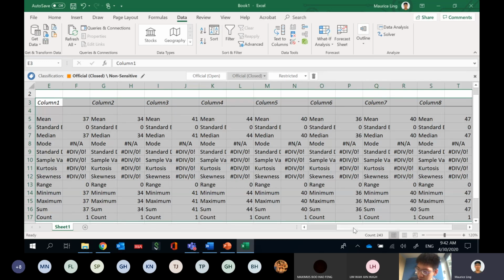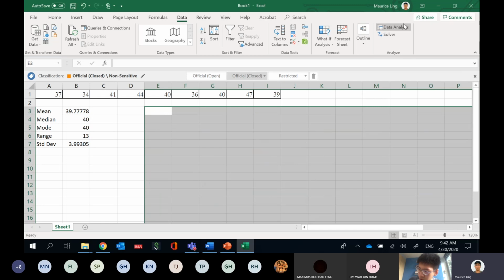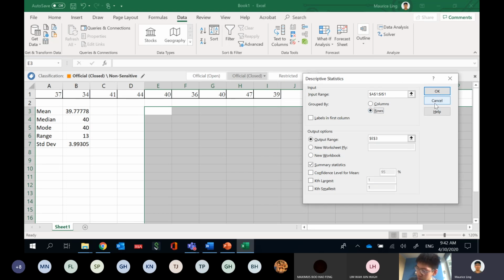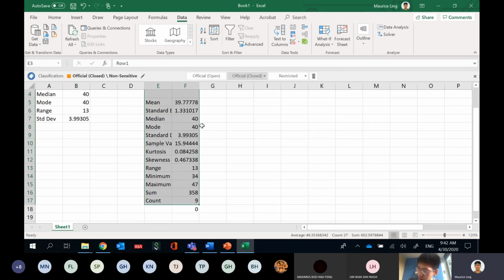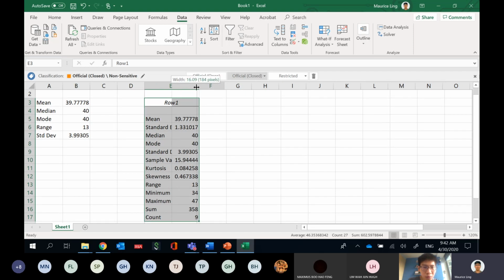Okay, nope, nope. Doesn't give me this. Wrong, wrong. Okay, I messed it up, so let's do it again. Okay, now the data is grouped by row. So the row is the data, so I will change to row. Output range E3. Okay, so this is the data.